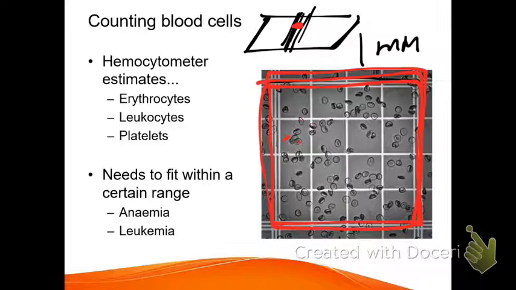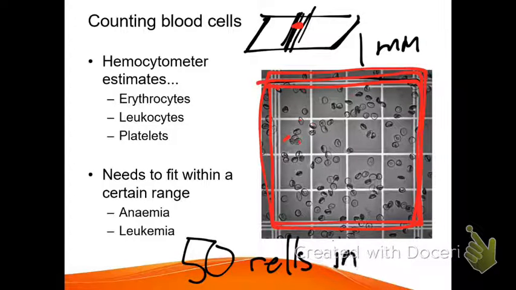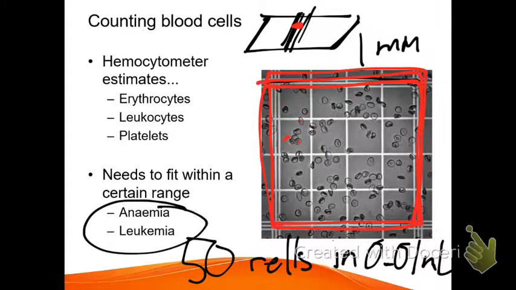We know how many cells are within, let's say, 0.1. Let's make up a number. Let's say we have 50 cells in 0.01 mils. We can then figure out how many cells you have per mil or per liter in your body. And if you're outside of a certain range, you may be diagnosed with one of these conditions.